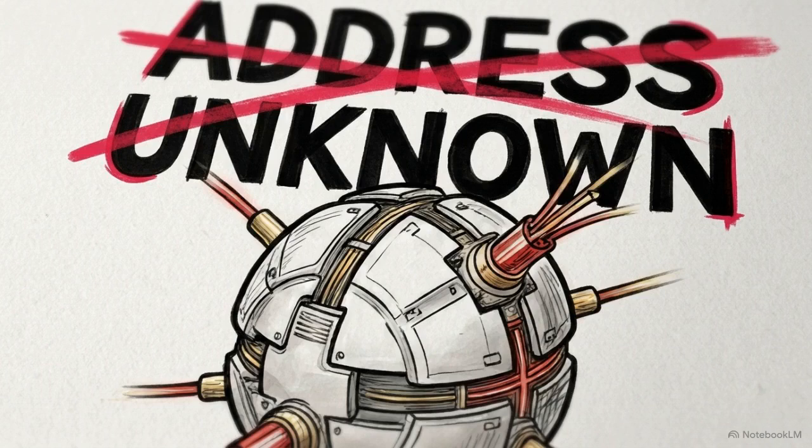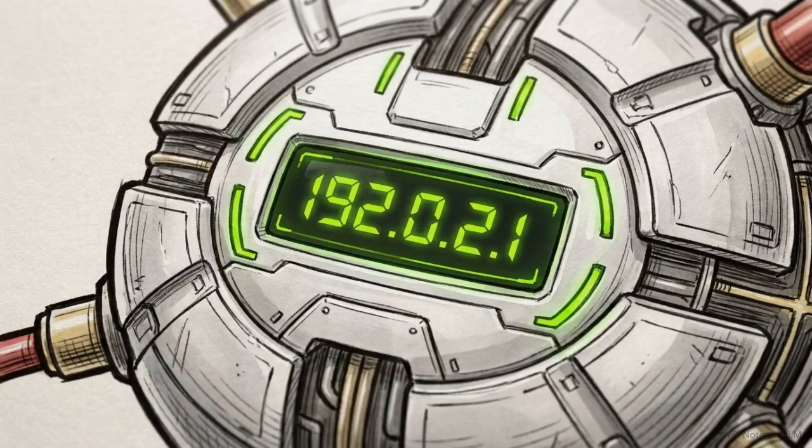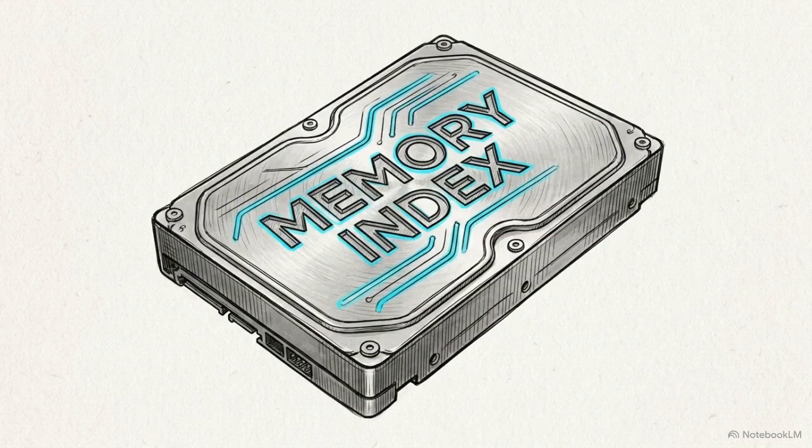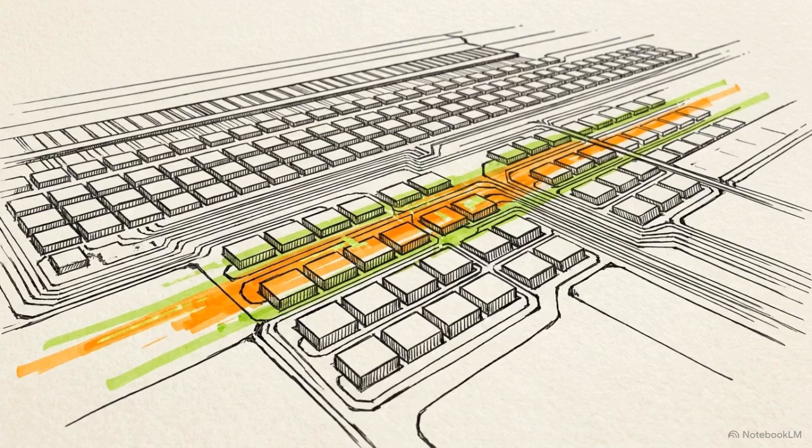The first barrier is routing. Network hardware cannot read human-readable URLs like example.com. Routers require a numerical IP address to know where to send your request. To find that number, your browser first checks its own local cache, scanning its memory to see if it already knows the IP address for this specific domain.